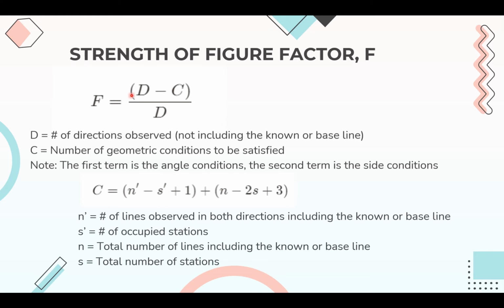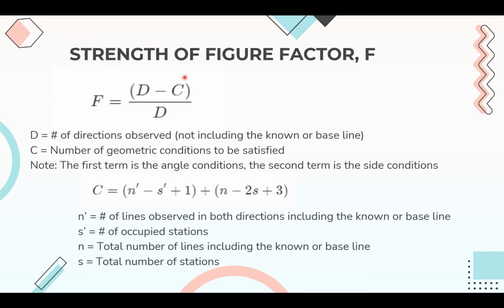So D here is defined as the number of directions observed, not including the known or the baseline. And C is the number of geometric conditions to be satisfied. As you can remember earlier, our strength of figure is dependent on the trigonometric and geometric conditions. This is why it's dependent on that, because in order to solve for the strength of figure factor F, we will be using the number of geometric conditions to be satisfied.